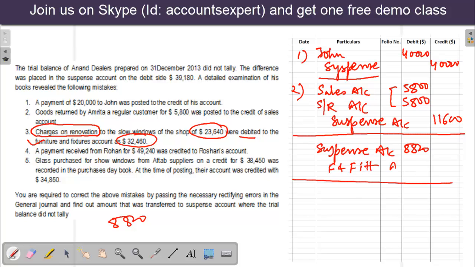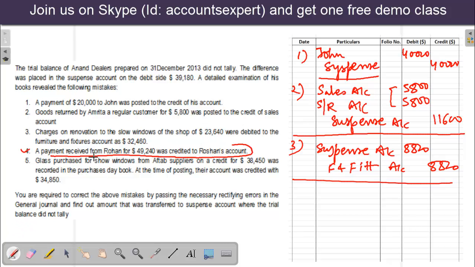And with how much amount? Same amount, 8,820 over debited. So now I credited the account. Now next error. A payment received from Rohan for this much amount, 49,240, was credited to Roshan's account.